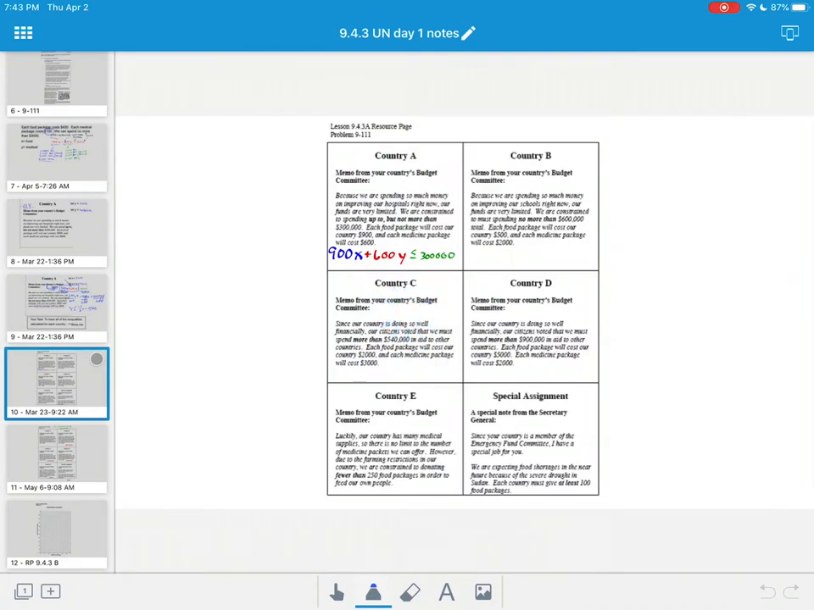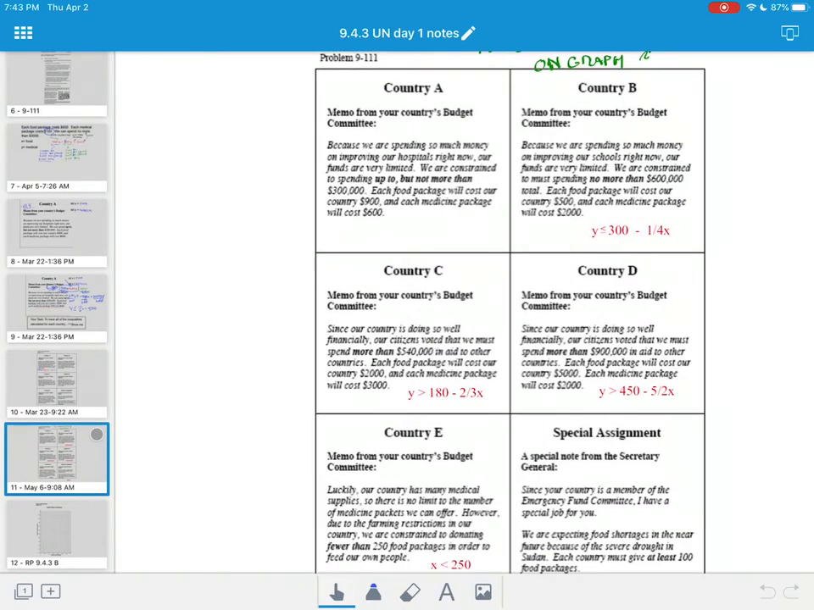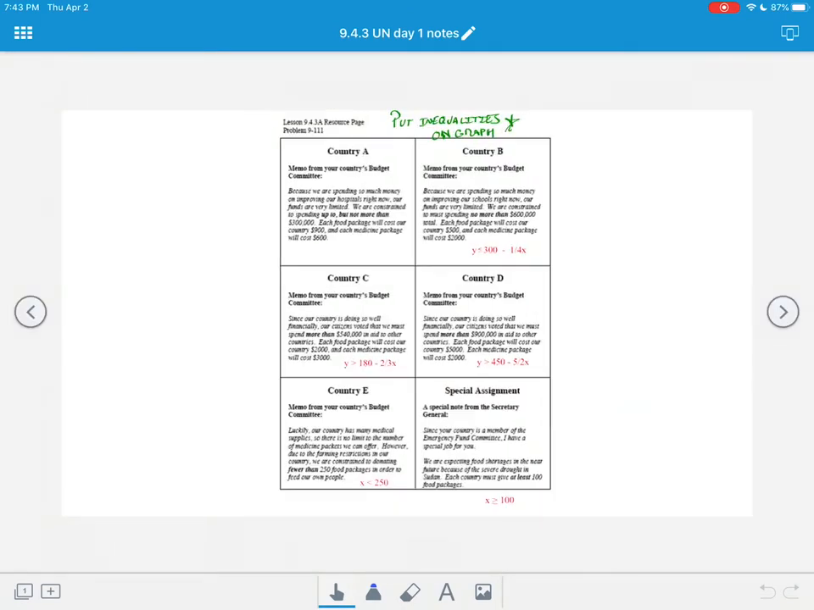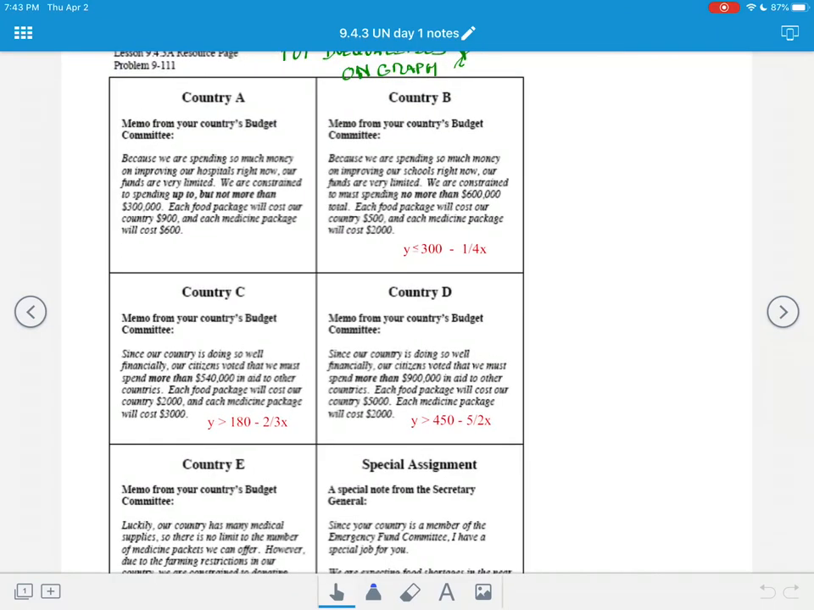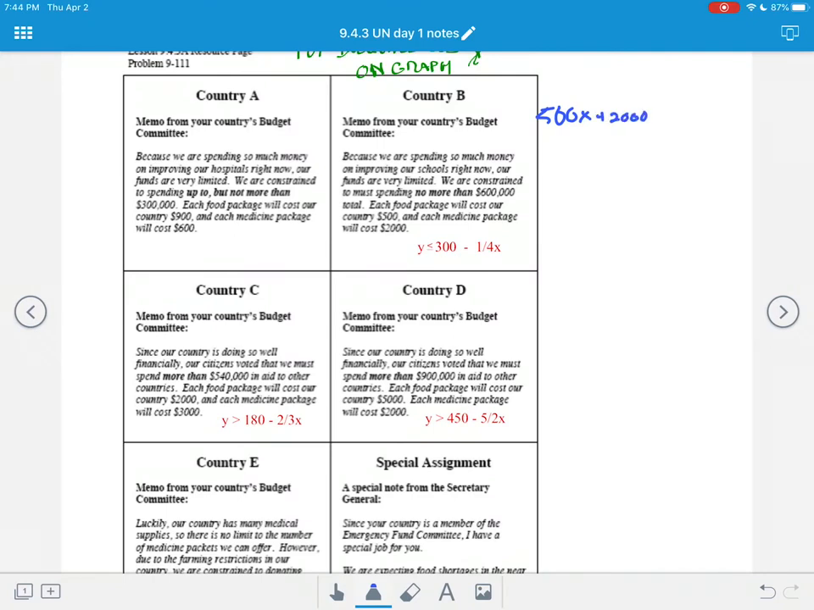The next thing is people were wondering, again, where does this stuff come from? And if I work with country B, the first thing is I see the food packages cost $500. Okay, so there's 500x. The medicine package is $2,000, so there's 2,000y. And then it could be no more than $600,000, so it has to be less than or just less than 600,000.